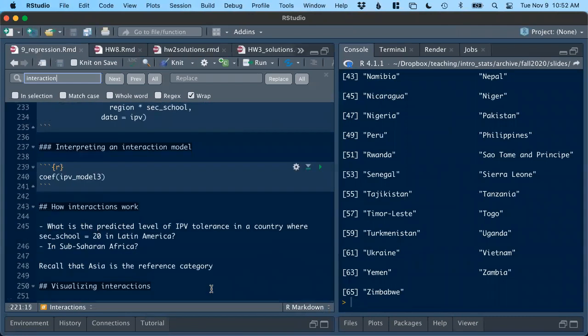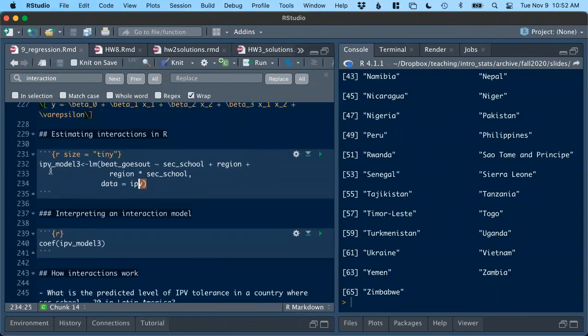So here's how we model it. We model it with the multiplication sign, the asterisk, this multiplication in R. So we write our equation, we include secondary school and region. This is not strictly necessary. R will do this implicitly if we just include this interaction term. So I'll show you what this does. Easier to show than tell.